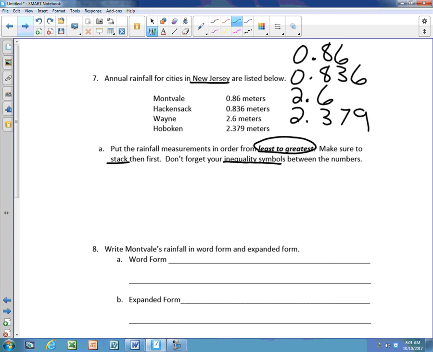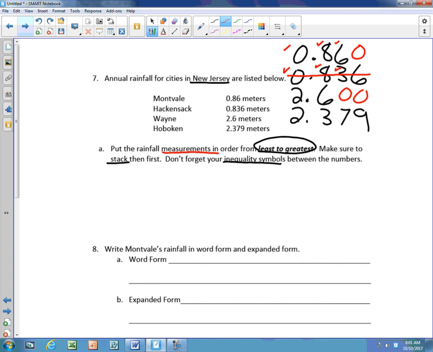So now they're stacked. Any empty space gets zeros. So we want to put the rainfall measurements, the actual measurements, in order from least to greatest. So I look down. These two have 0, so they're smaller. So I have to go to the next number. They both have an 8. Then this has a 6, this has a 3. So this one is the smallest.